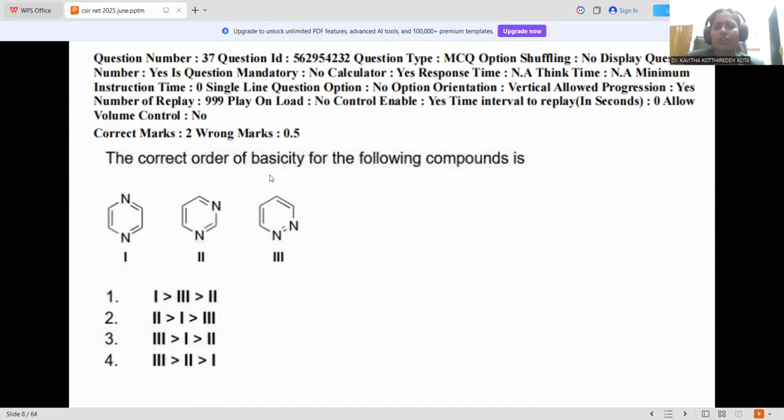The correct order of basicity for the following compounds is: if you are taking 3 different compounds, all are made up of a 6-member ring system, all are made up of 2 nitrogen atoms, all are made up of aromatic rings. Only the difference is the position of the nitrogen atoms. If 2 nitrogens are oriented at the 1,2 positions, 1,3 positions, 1,4 positions, what kind of order of basicity can you notice? How can we arrange all these compounds in accordance with increasing order of basicity?